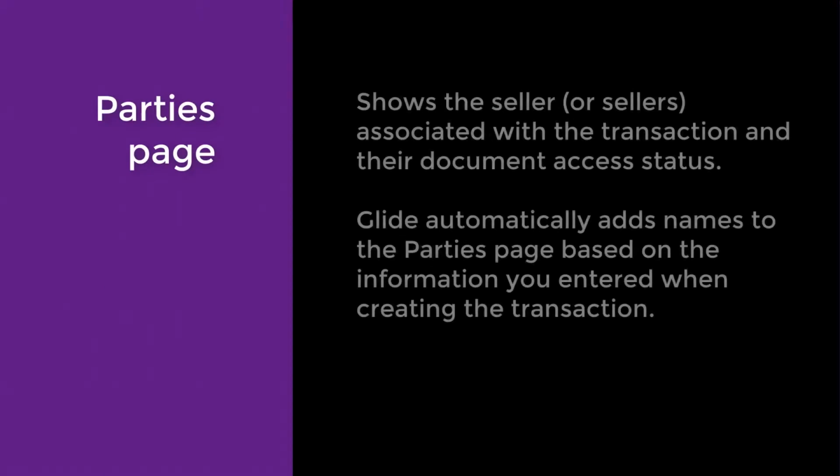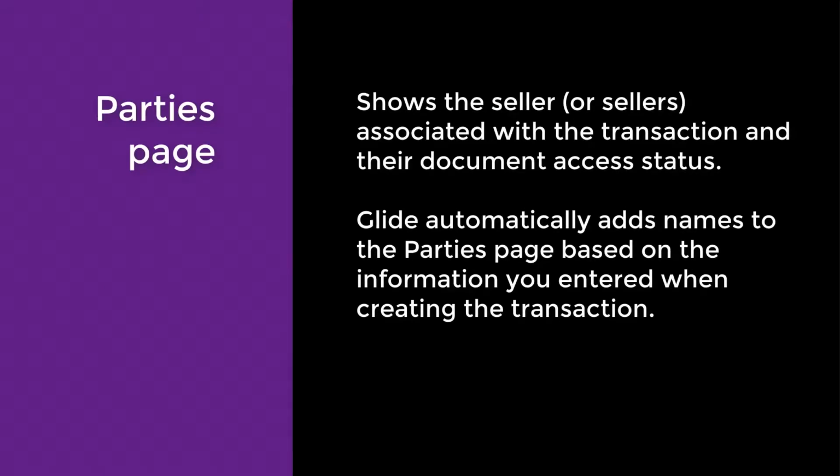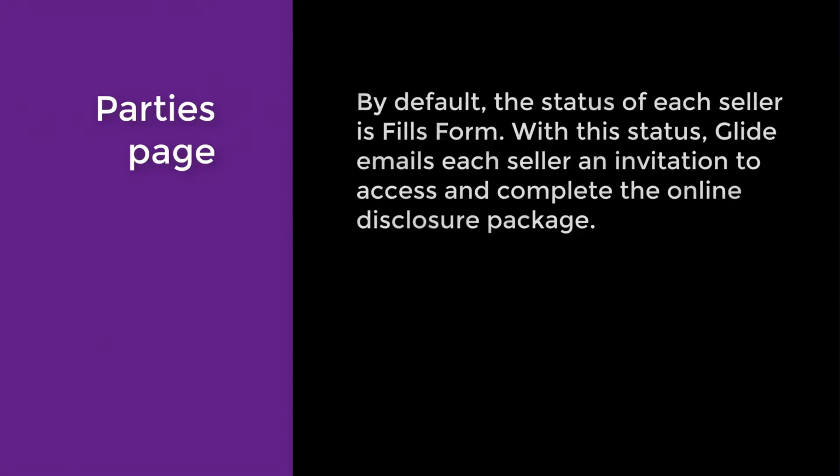The Parties page shows the seller or sellers associated with the transaction and their document access status. Glide automatically adds names to the Parties page based on the information you entered when creating the transaction. By default, the status of each seller is Fills Form. With this status, Glide emails each seller an invitation to access and complete the online disclosure package.